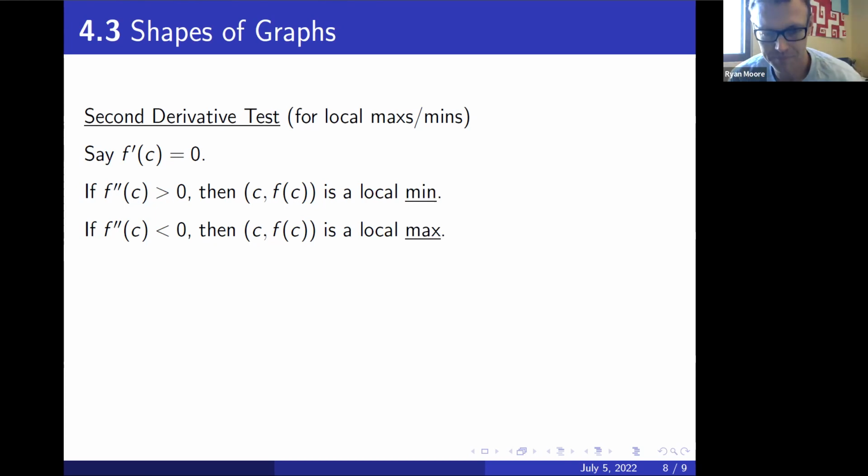You may have figured this out. Maybe it's the reverse of what you thought. This is like the one time where positive and negative end up being the opposite of our intuition, right? We would think positive is increasing, positive is concave up. But here, positive would tell us it's actually a local minimum. And negative, right? Negative, it's decreasing, negative, it's concave down. But it turns out if you're concave down, you should have a local max. Why is that? Let's graph this.